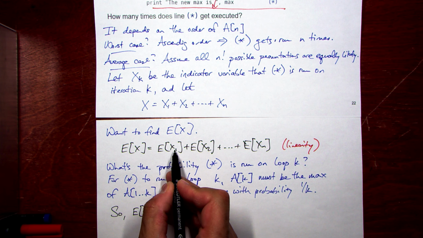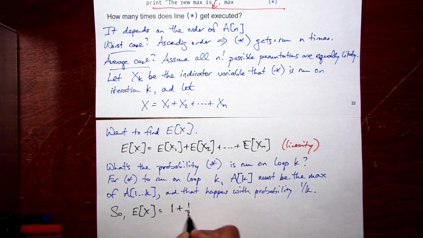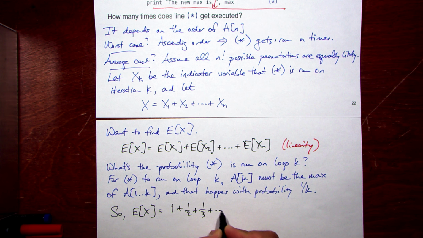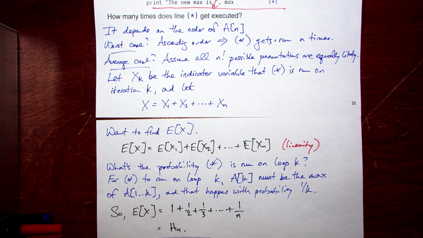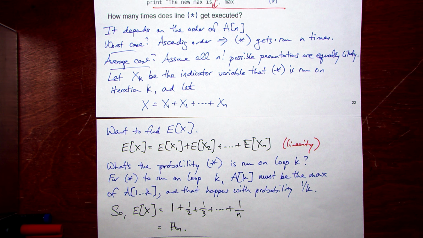So the expected value is 1 over 1, so that's 1, plus a half, plus up to 1 over n. And again, we get the harmonic numbers. So it's the nth harmonic number, which is approximately the natural log of n. So in terms of running time for updating this web page, or whatever it is that's expensive, that expensive operation is run log n times, even though the algorithm is order n in the worst case.